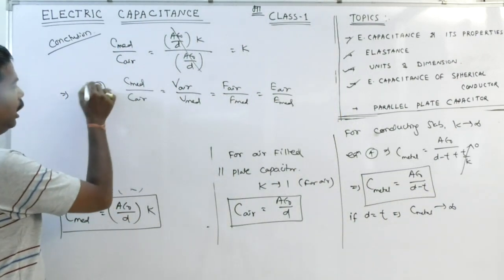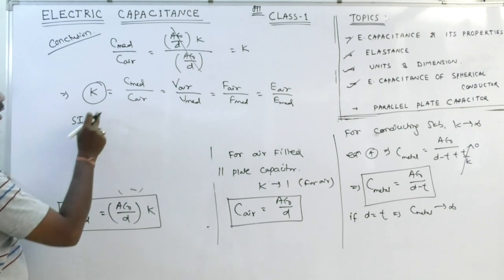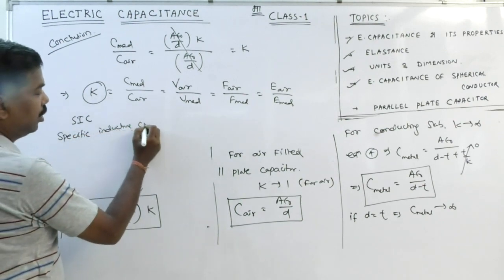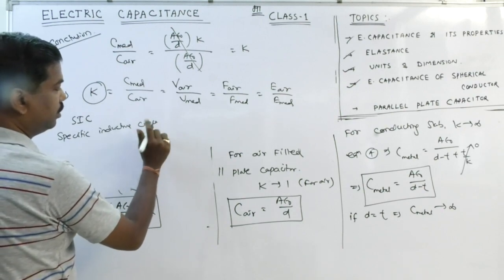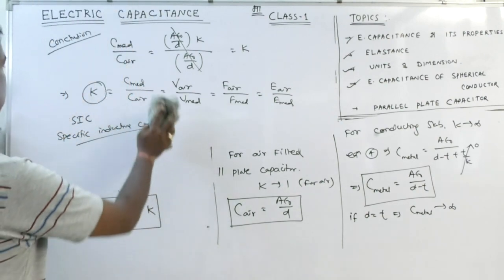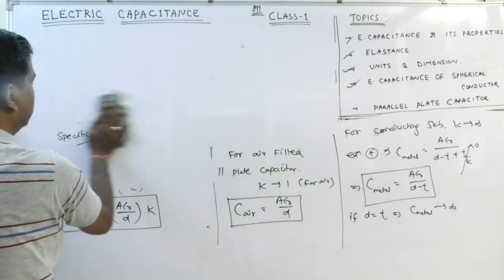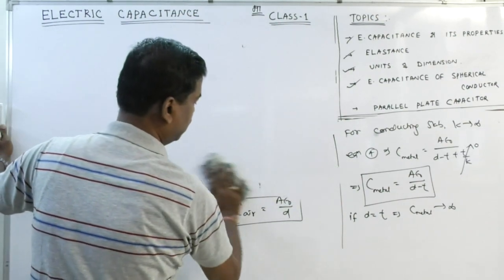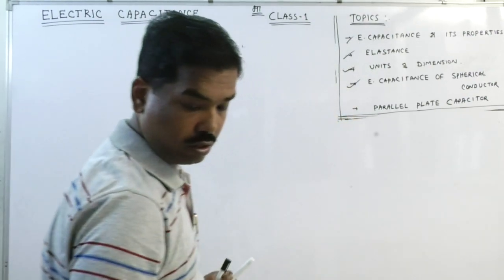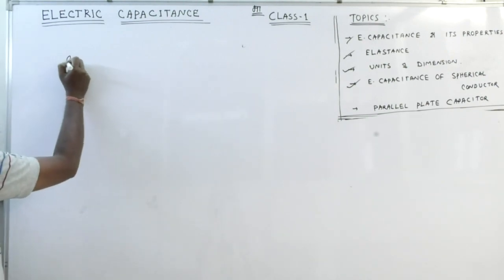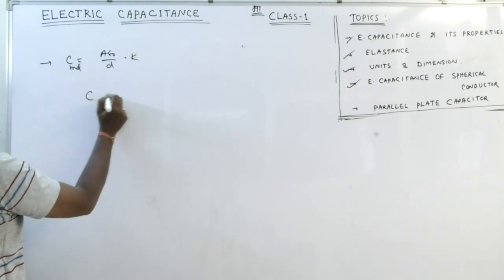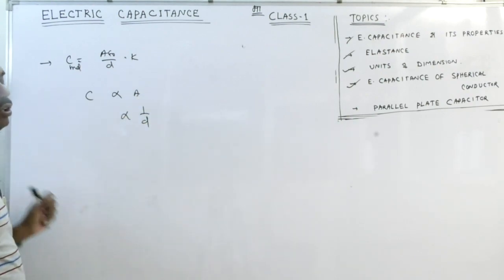So the dielectric constant is also called specific inductive capacitance. Capacitance is A epsilon 0 by D into K, that is in medium. So capacitance is directly proportional to area, and capacitance is inversely proportional to the distance of separation.